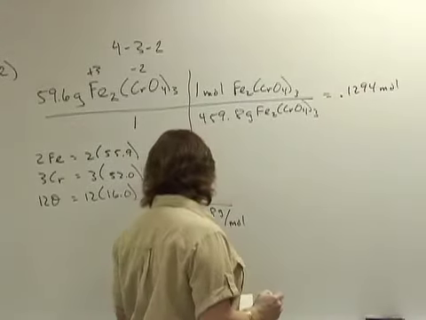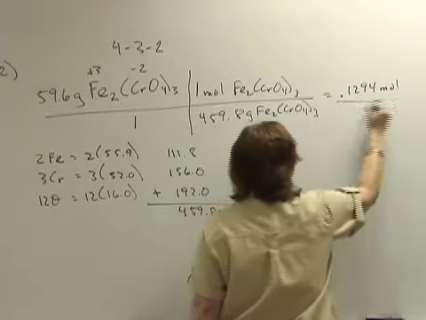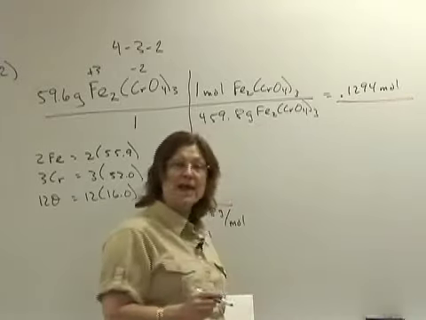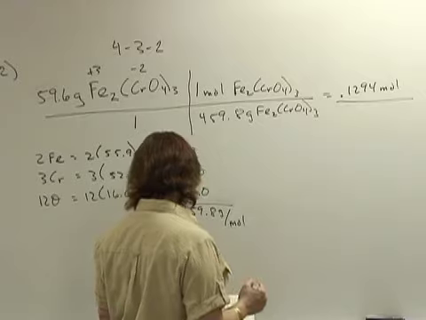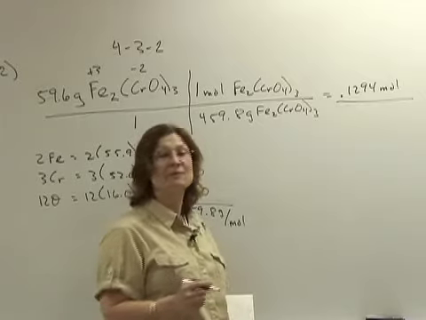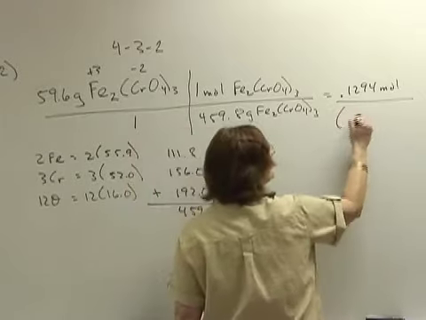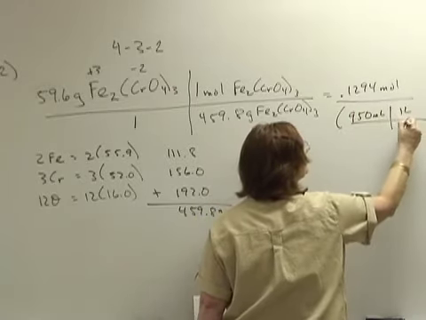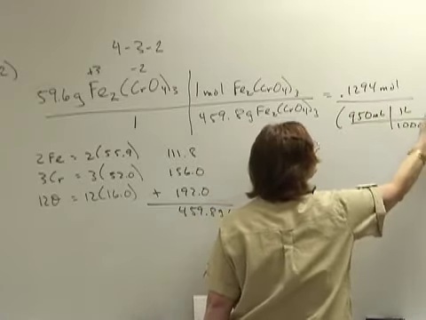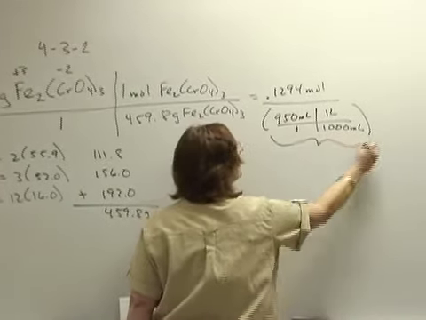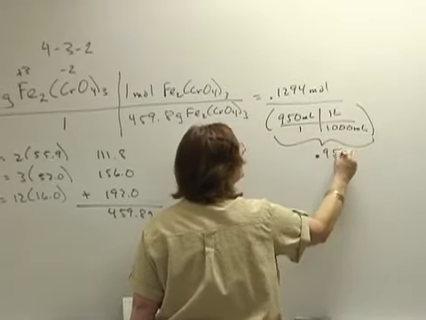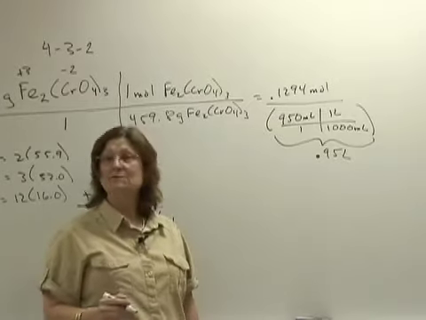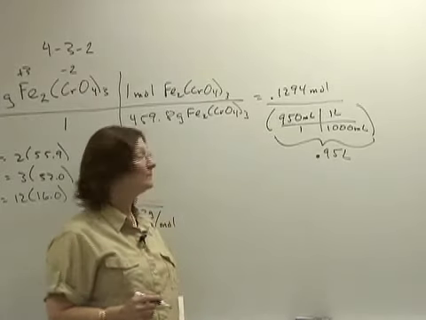And then to get molarity, I must divide it by the volume of the solution. And in this problem, we were given 950 milliliters. And therefore, I'm going to change my 950 milliliters to liters. And that would be 0.95 liters. Molarity is moles per liter of solution.